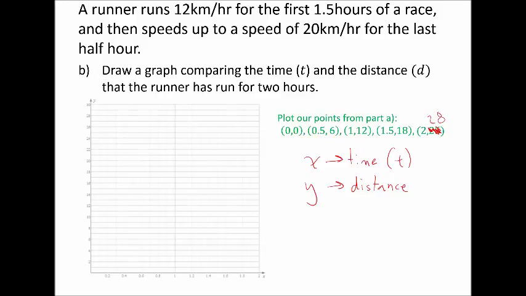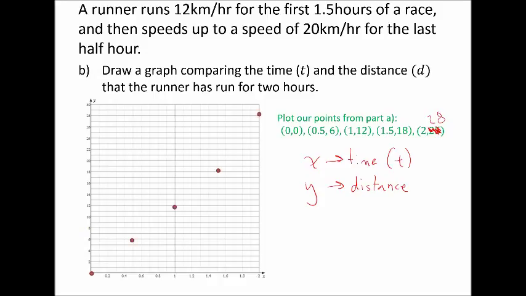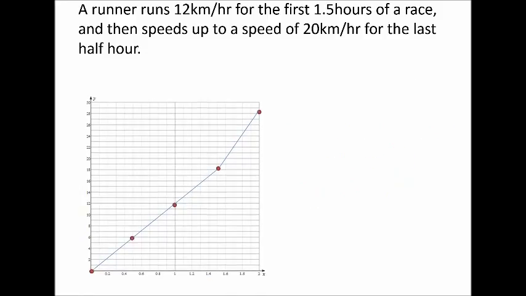So we're going to plot those points. 0, 0, 0.5, 6, 1, 12, and so on and so on. And then we're going to connect those with a line. Notice that here, the line is straight. Here the line is also straight, but it changes. And that's okay. But the line changes partway through. The question is why? Well, the rate of change.